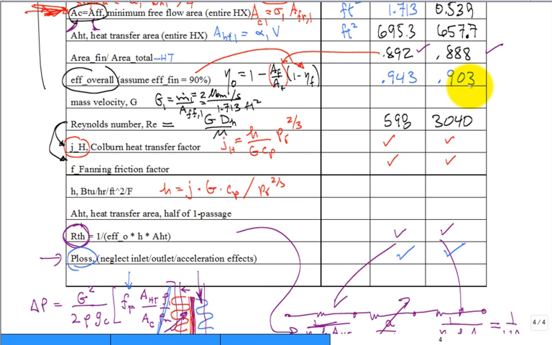Okay, how do we calculate G? We showed it right here, the mass flow rate over the free flow or the minimum flow area. And we calculated 1.167 and 3.707. Thumbs up, you agree? Good? Okay. Now, how do we get that?